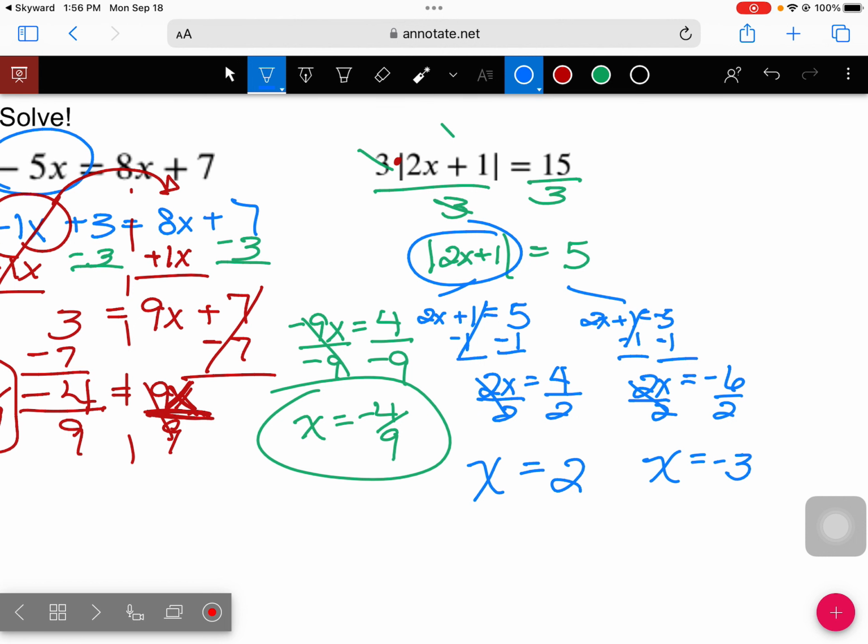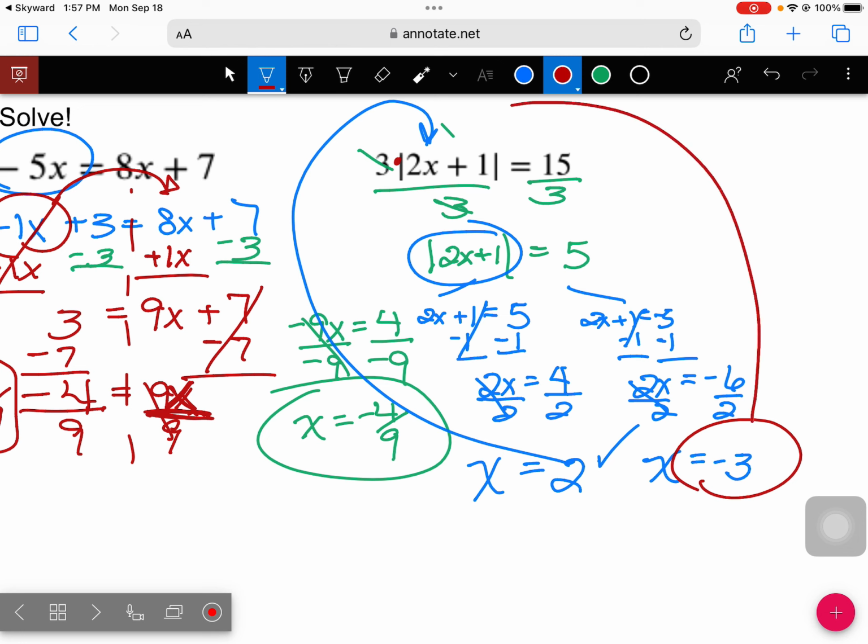You can check these very quickly mentally. Substitute that 2 back up into the original problem. 2 times 2 is 4, plus 1 is 5. 5 times 3 is 15, so that one checks out. Substitute negative 3 in. 2 times negative 3 is negative 6, plus 1 is negative 5. The absolute value of negative 5. How far away is negative 5 from 0? 5. 5 times 3 is 15. Boom, baby. So your final answer would be negative 3 and 2 as solutions to x.